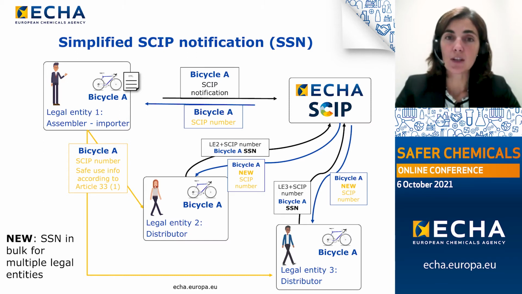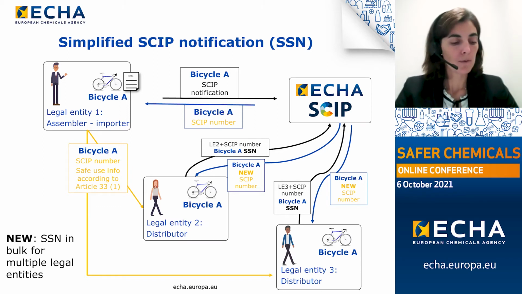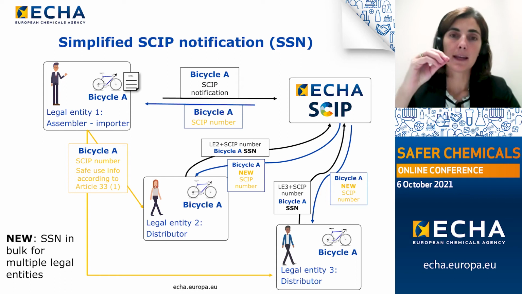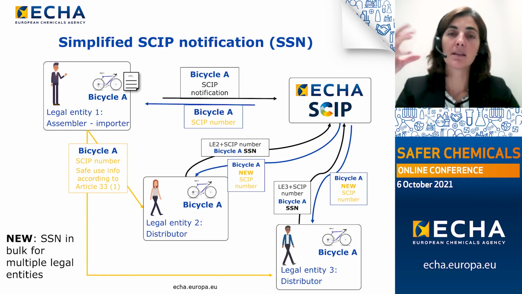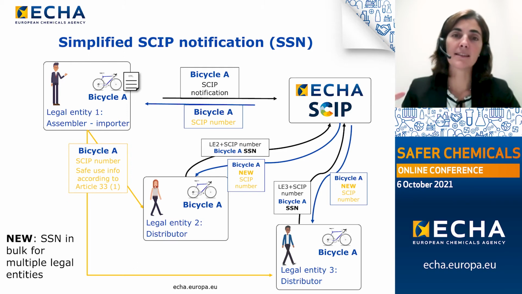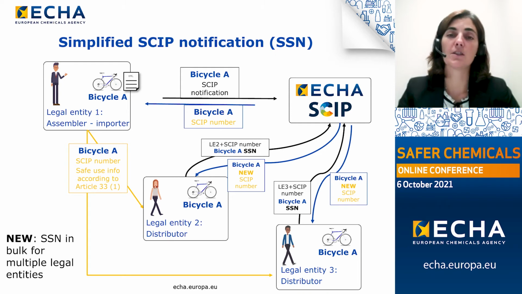This strategy, this tool, can also be useful for companies that belong to the same corporate group. So imagine big corporate groups which have different affiliates that place the same article on the market. The idea, for example, is that one of these affiliates, one of these companies which is part of this conglomerate, can submit the dossier with all the information of the article that is placed on the market, and then the other affiliates can refer to this notification, can do SSN to this first notification.